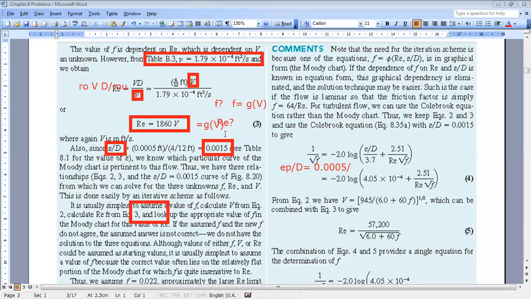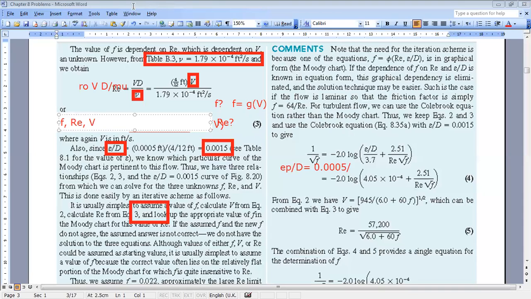This is why the Moody chart will be like a third equation, because here you have three unknowns. What are the three unknowns? F, Reynolds, and velocity. These are your three unknowns. You have written two equations only, but you know that if I have two equations, I cannot solve. I need a third equation.